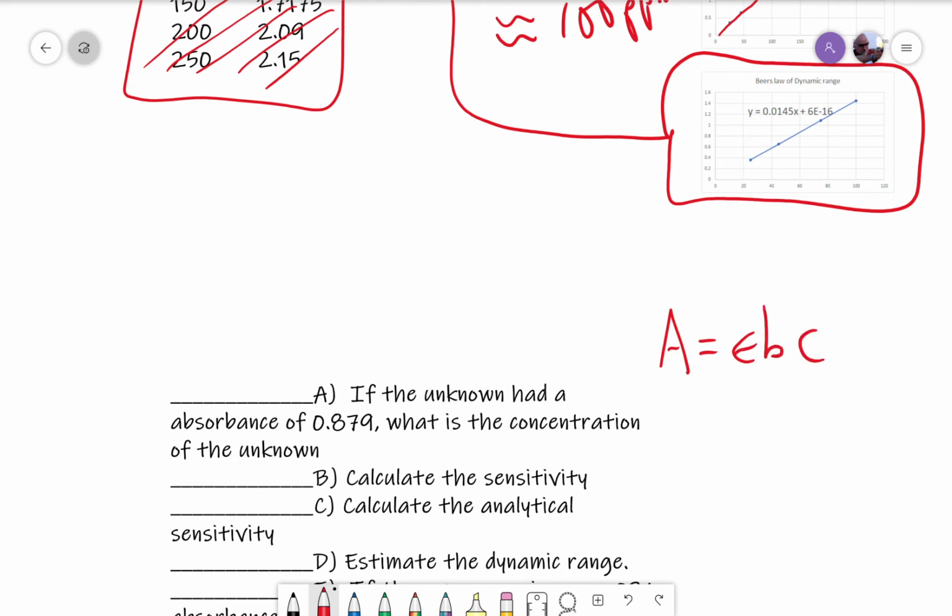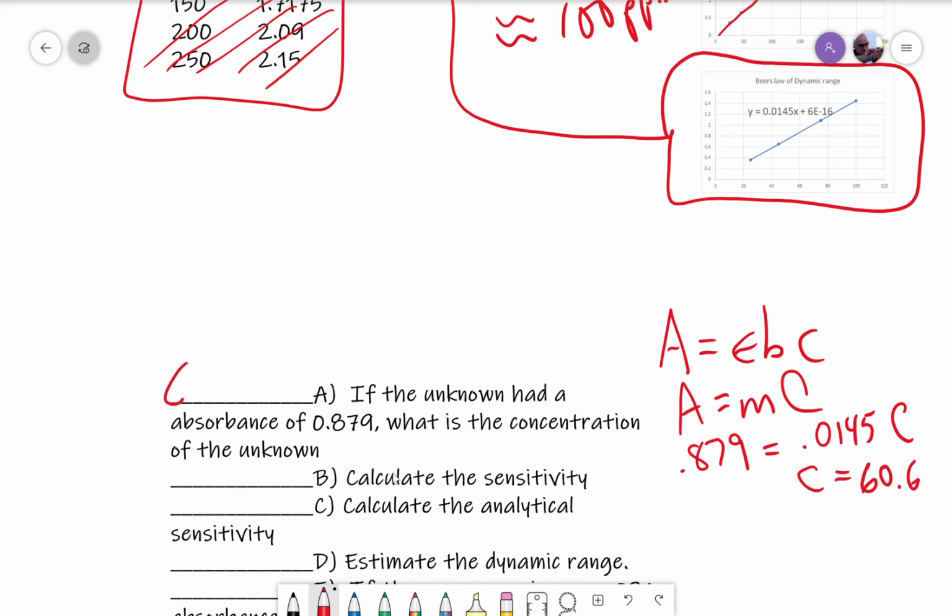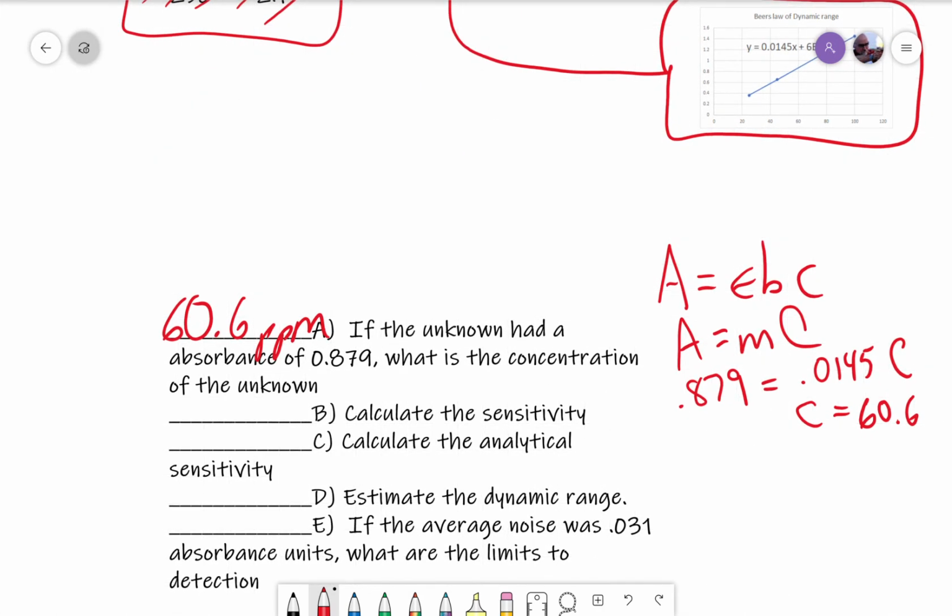We're going to use Beer's Law, which is really going to simplify down to that. So 0.879 is equal to 0.0145 times the concentration. The concentration is 60.6 ppm.